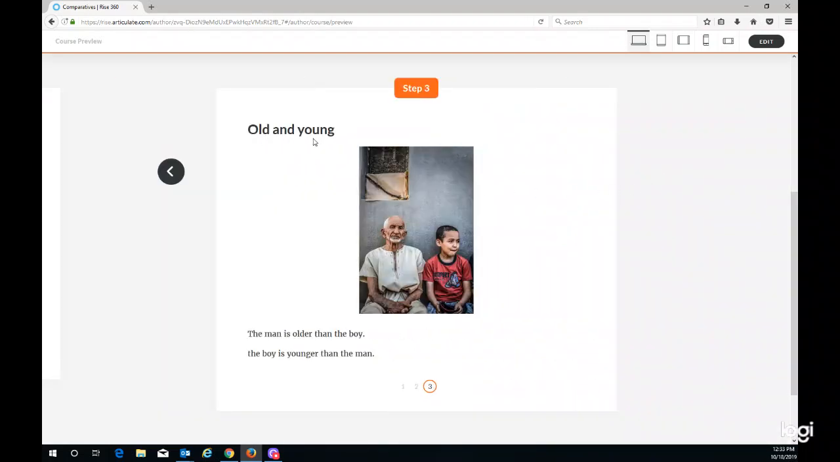Old and young. These are one-syllable adjectives. The man is older than the boy. The boy is younger than the man.